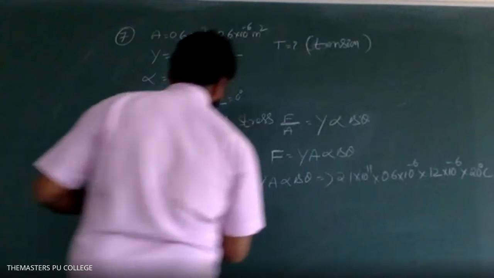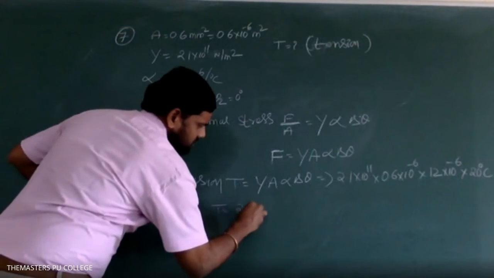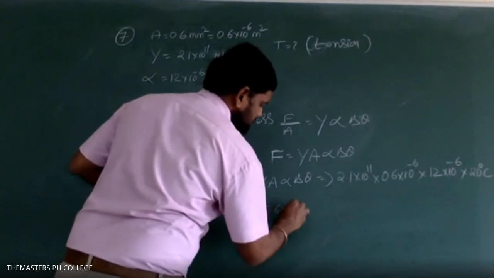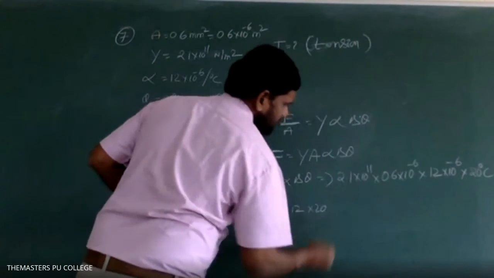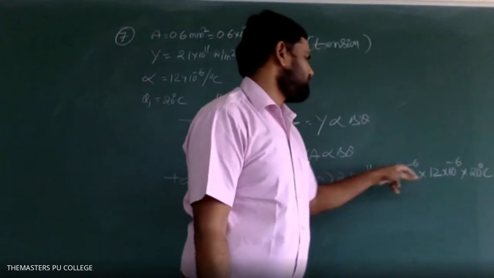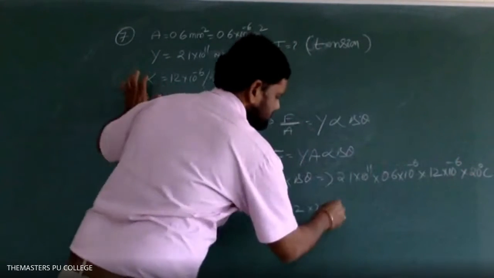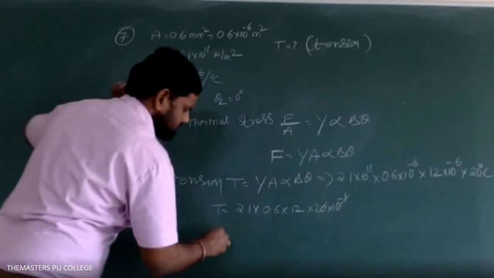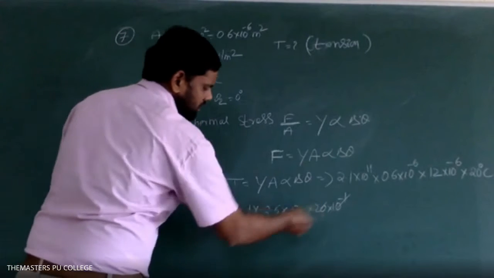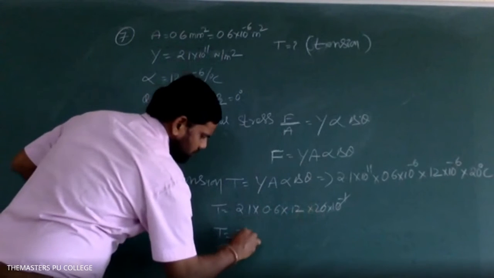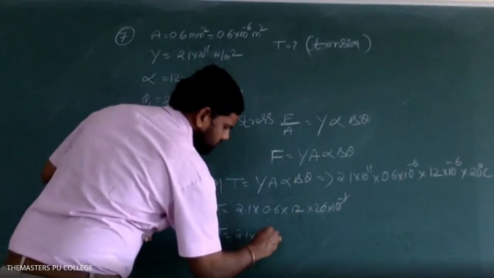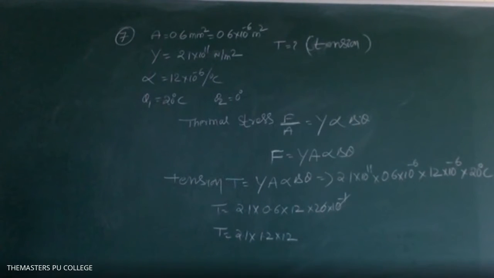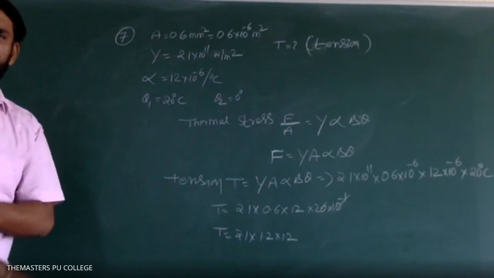So I can write tension T equals 2.1 into 0.6 into 12 into 20. Here 10 power 11 and 10 power minus 6 give 10 power 5, and with the other 10 power minus 6 we get 10 power minus 1. Then the zero gets cancelled, and T is equal to 2.1 into 0.6 into 2, which means 1.2, into 12. From there you can calculate the tension. Have you got the answer?